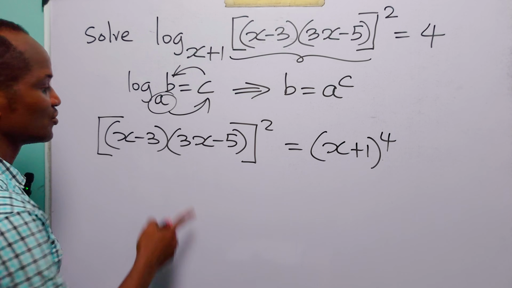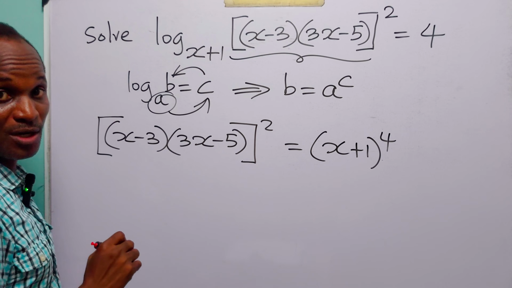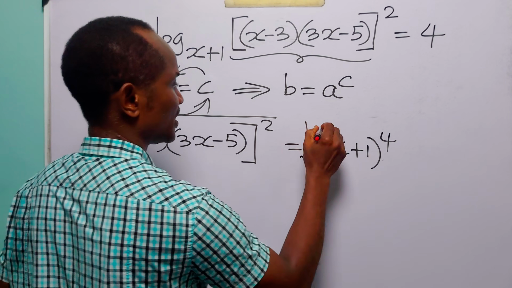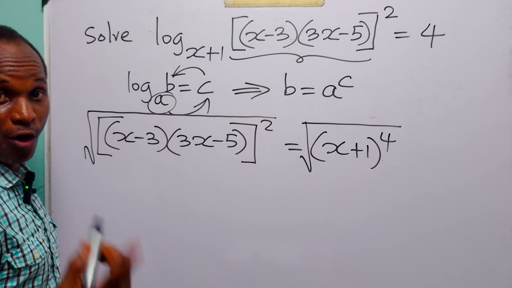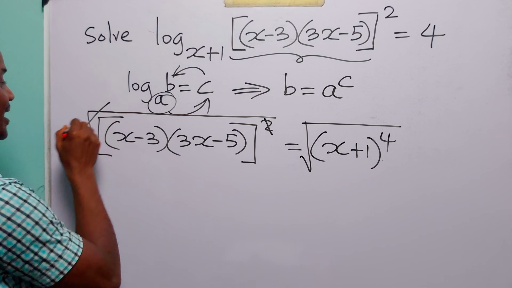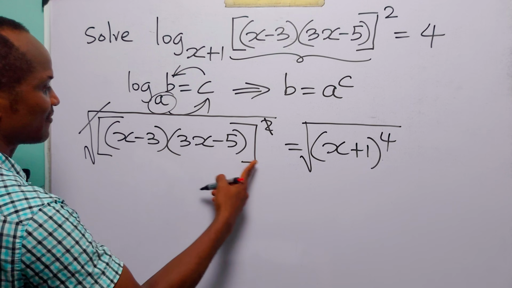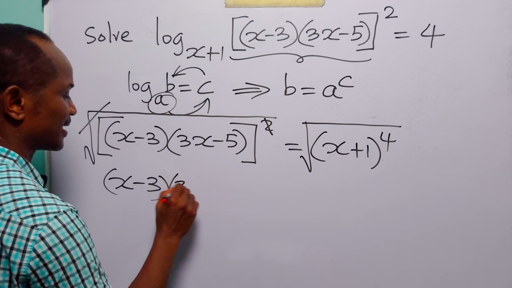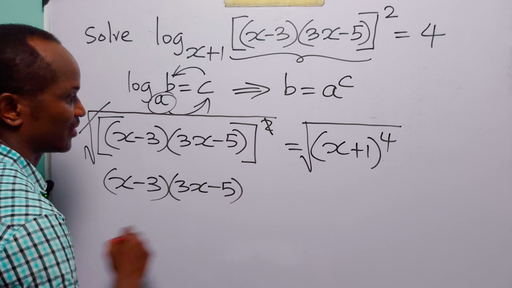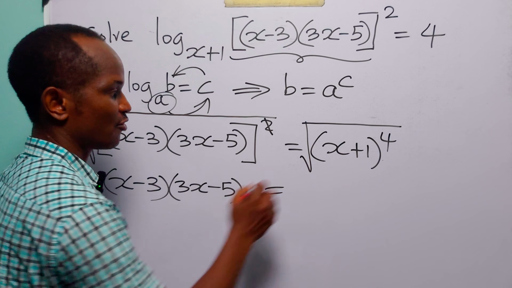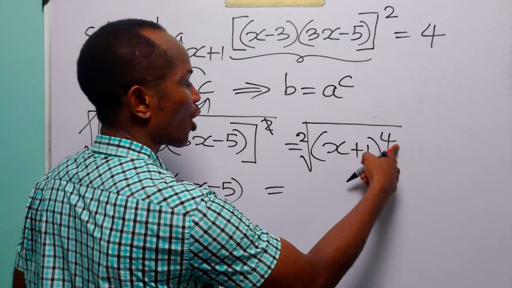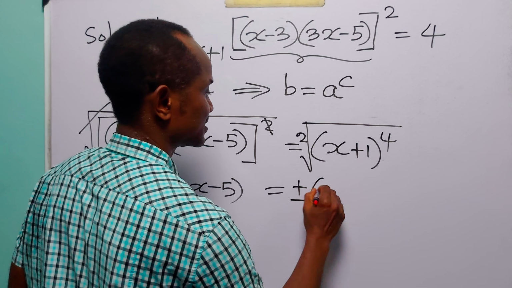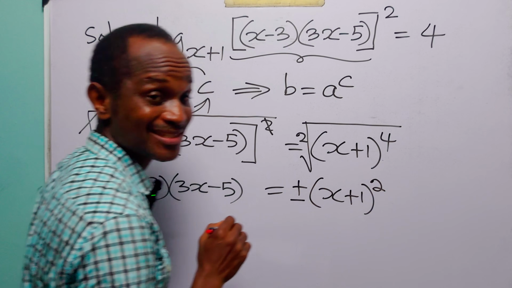Now, the next thing we are going to do is to take the square root of both sides of this equation. So here we have the square root of this, and we have the square root of that. Of course, you know that this square is going to take care of this square root. So that on the left-hand side of this equation, we have x minus 3 multiplied by 3x minus 5. And on the right-hand side, remember that this is 4 divided by 2, which is 2. So here we have plus or minus x plus 1 squared.